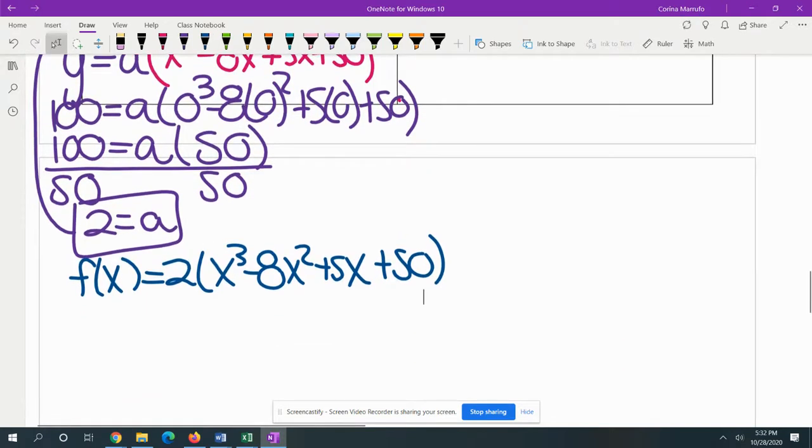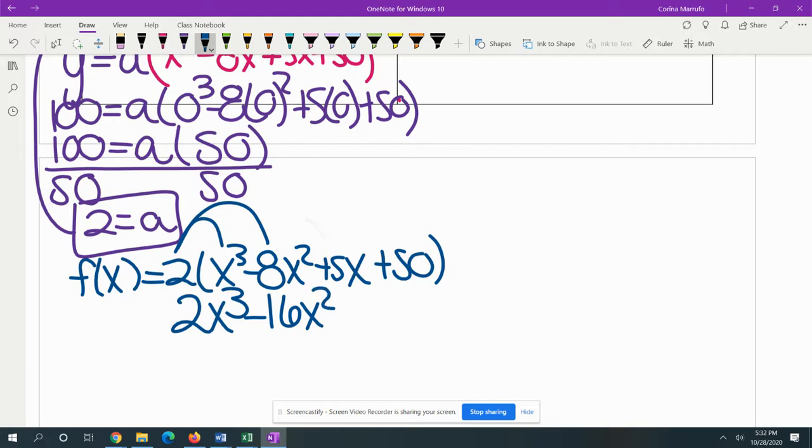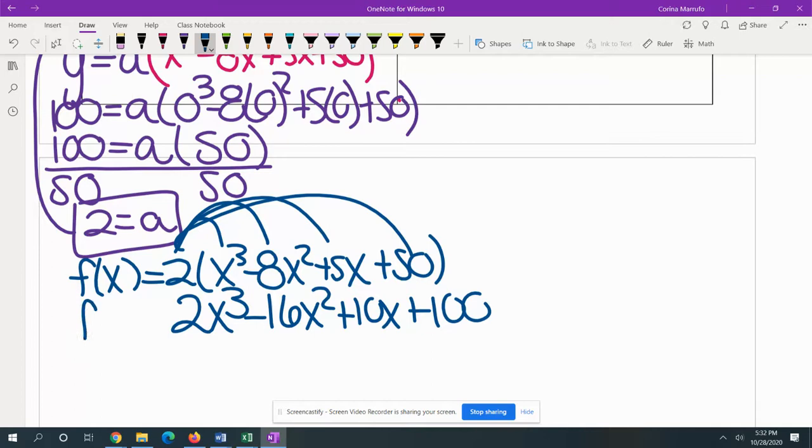All right, so I'm going to go ahead and distribute that 2 to each one. So 2 times x cubed is 2x cubed. 2 times negative 8 is negative 16x squared. 2 times 5 gives us 10x. And last, 2 times 50 is 100. That's it. That's what our function is equal to.